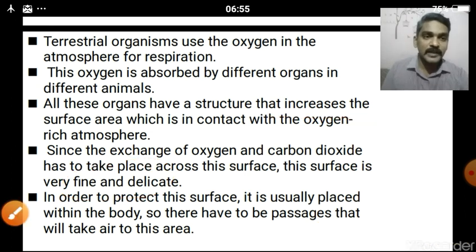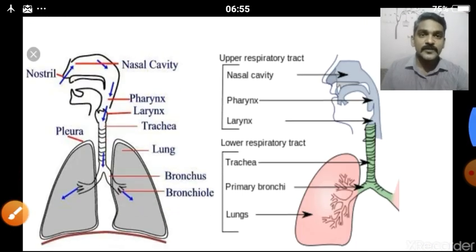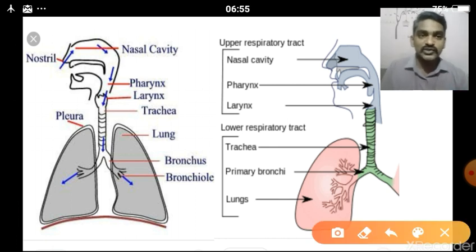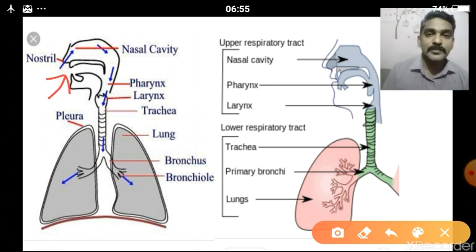We can see how the passage will be. You can see here. In the case of humans, you can see through the nostrils, through the nose, the air will be taken in. You can see here, through the nostrils. Through the nostrils, what happens?